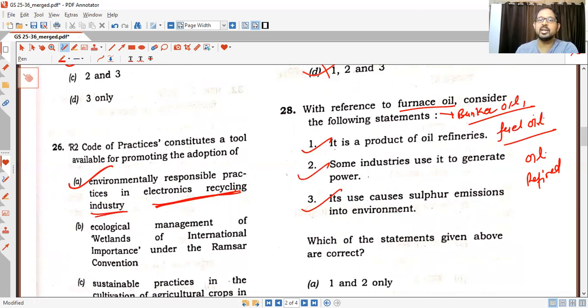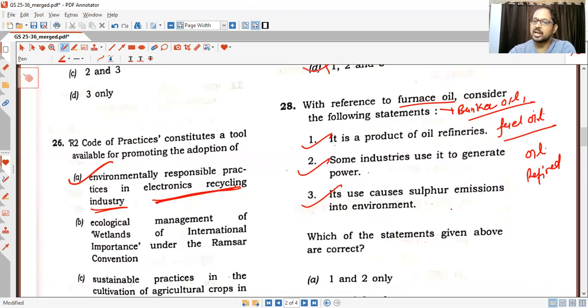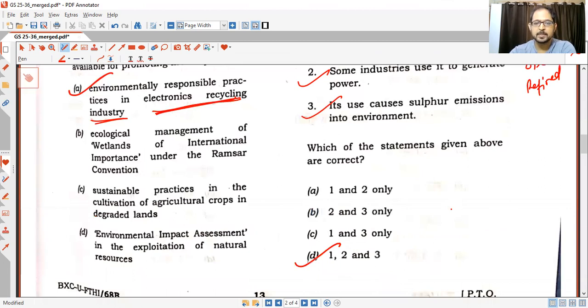So that's fine. It causes sulfur emission into the environment. Yes, because it is kind of impure oil, and in impure oil there is a lot of sulfur present. So it can cause sulfur emissions into the environment. So all the 3 are correct. Answer is D, 1, 2, and 3.